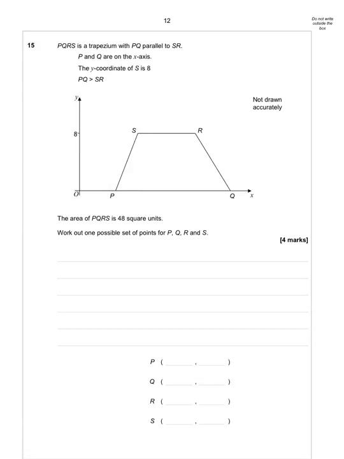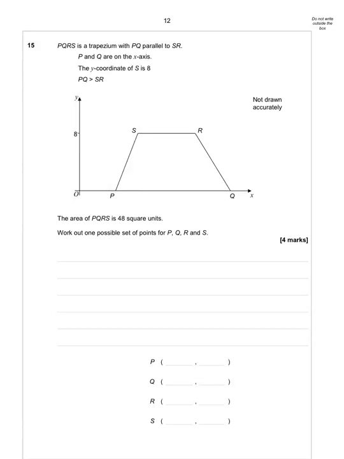Okay, we've got a trapezium here, and the thing about trapeziums is there's always going to be 2 sides that are parallel to each other, and that's going to be this one, S to R, and this one, P to Q. So, what do we know about this? It tells us that they're parallel to each other, and P to Q is on the x-axis, which is just here.